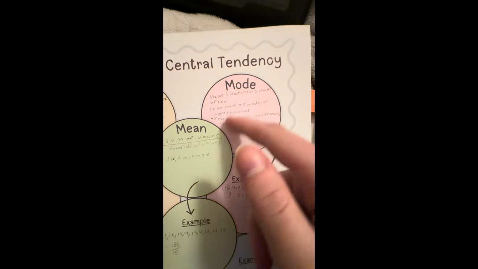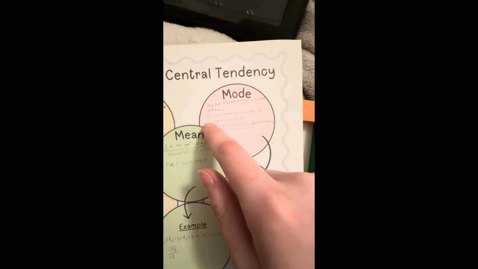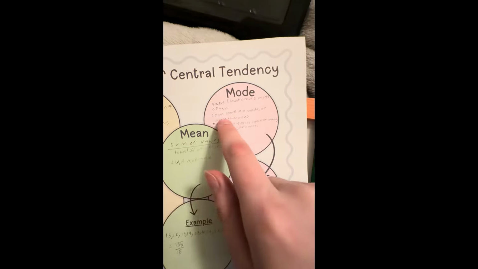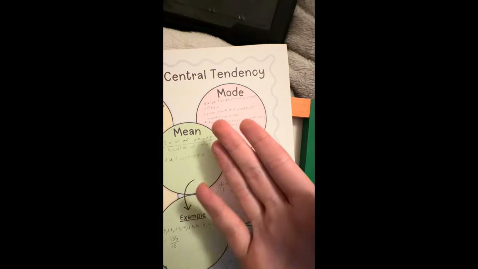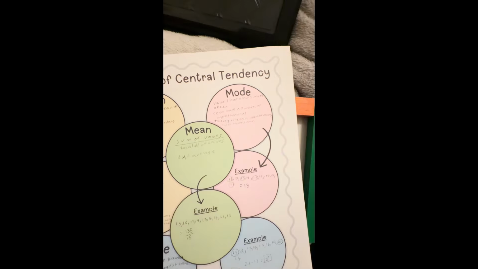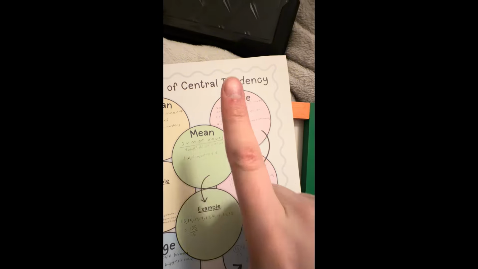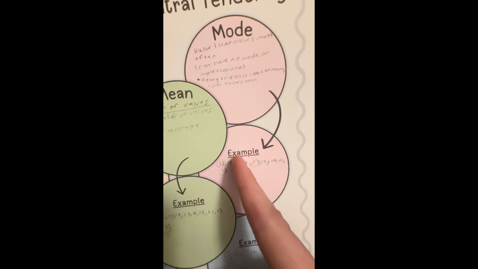Now, let's go over mode. Mode is the value that occurs most often. Now, a set can have no mode or more than one. How can it have no mode? That would be if every single value occurred only once or the same amount of times.